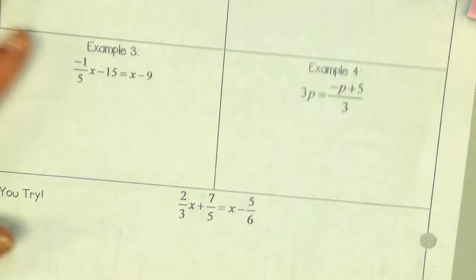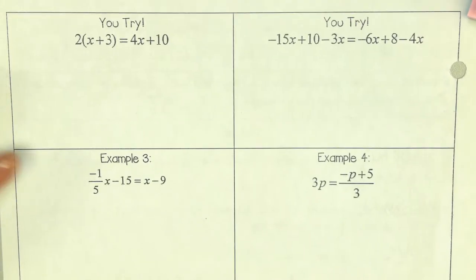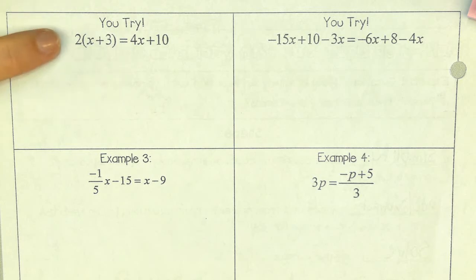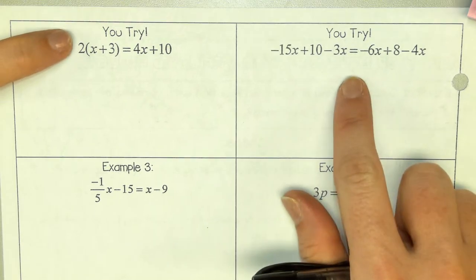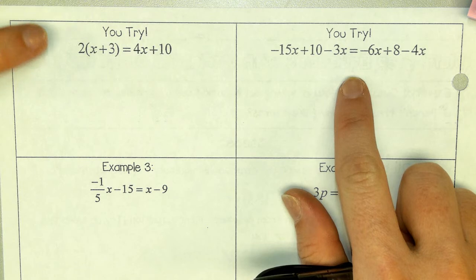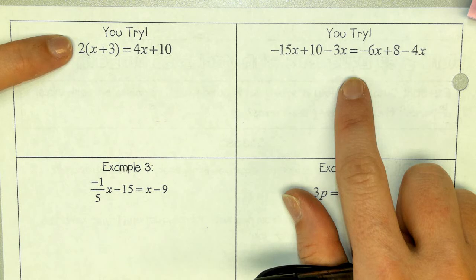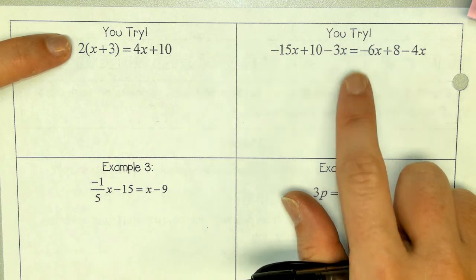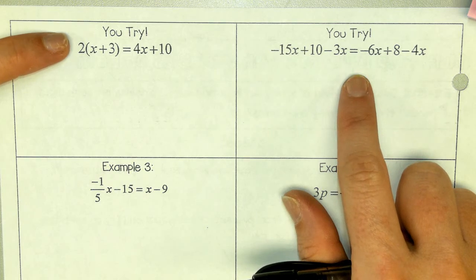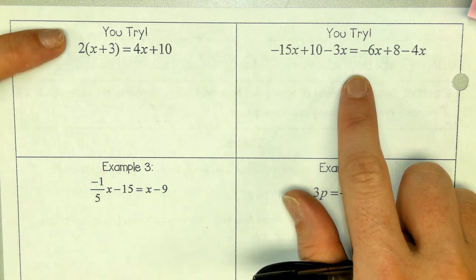Okay, flip it over. A few to try on the back. You guys are going to do these two on your own. Distribute first. And then subtract x from each side. And on this one, combine like terms first, and then subtract x on each side.